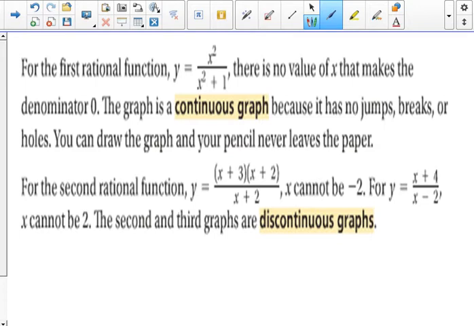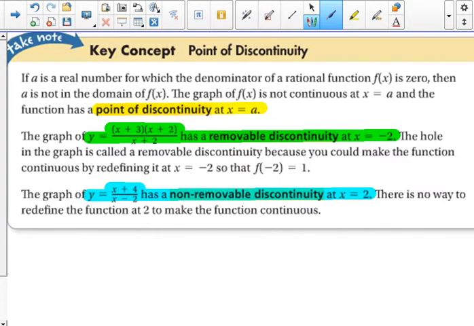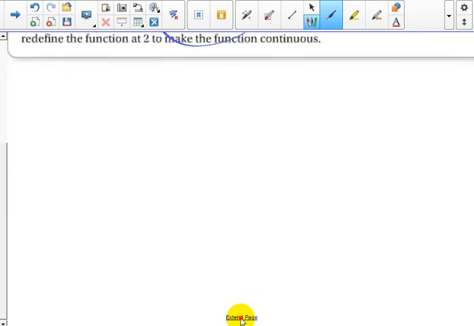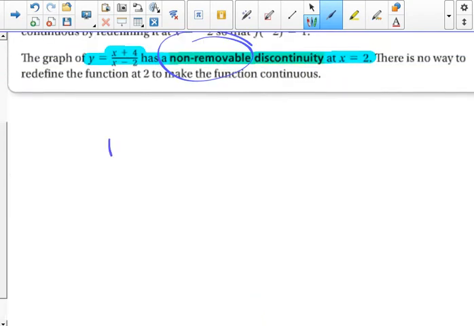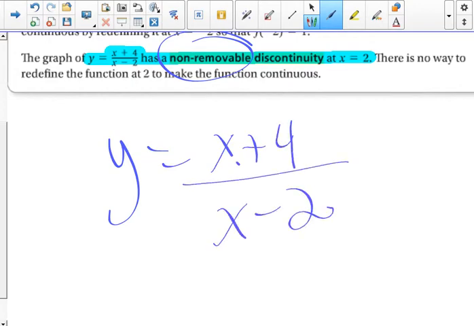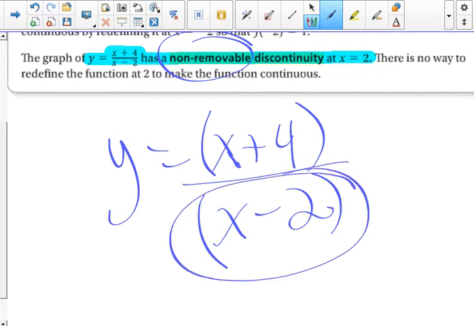All right, and this is what we just talked about, so I'm not going to go over that again. Now, points of discontinuity, these points can be removable or non-removable. And here's the down and dirty, quick and easy way to tell. If I had y equal x plus 4 over x minus 2, well, that's a binomial, and this is a binomial. There is nothing I can factor out, right? So I know that I've got a point of discontinuity that no matter what is going to be there at x equal 2. So that's a non-removable discontinuity.